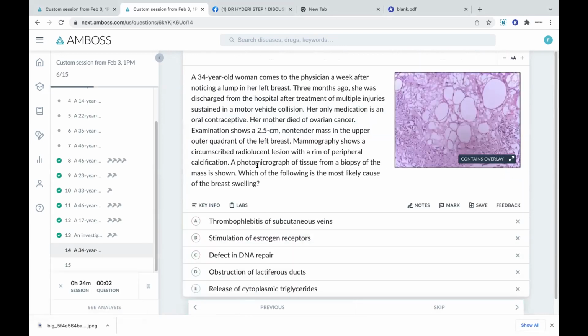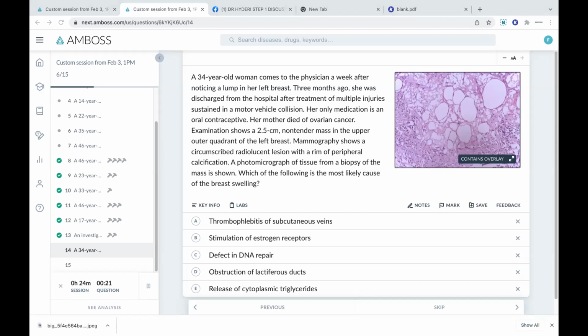Okay, next one. Which of the following is the most likely cause of the breast swelling? A 34-year-old woman, lump in her breast. She was discharged from the hospital. Her medication is an OCP, 2.5 centimeter non-tender mass. Circumscribed radiolucent lesion with a rim of peripheral calcification. Ooh, calcification is there.